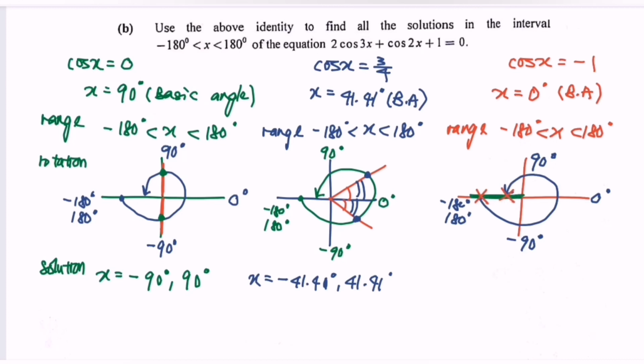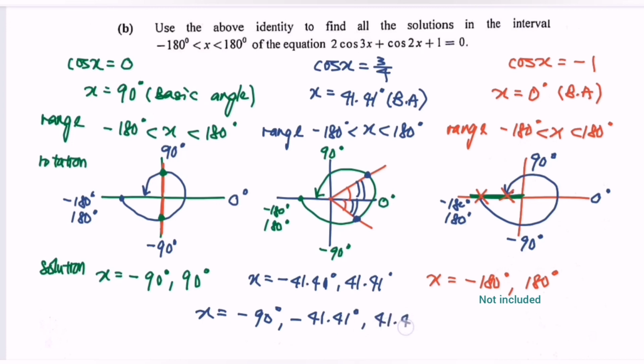Next, we have the solution. x is equal to, at the beginning, where we have negative 180. Then for the second point would be 180. So that is the situation for these questions. So finally, we have the value of x, where we have negative 90 degrees, followed by negative 41.41 degrees, and finally we have 41.41 and 90.